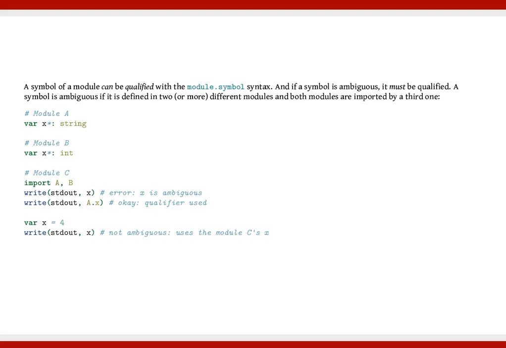A symbol of a module can be qualified with the module.symbol syntax. And if a symbol is ambiguous, it must be qualified. A symbol is ambiguous if it is defined in two or more different modules, and both modules are imported by a third one. # Module A: var x*: string. # Module B: var x*: int. # Module C: import A, B. write(stdout, x) # error: x is ambiguous. write(stdout, A.x) # okay: qualifier used. var x = 4. write(stdout, x) # not ambiguous: uses the module C's x.